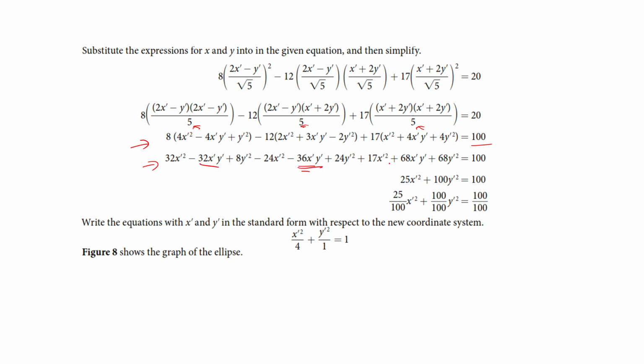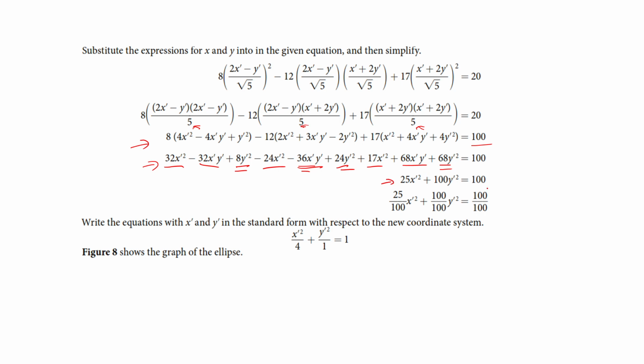Oh, I shouldn't do it like that. These are like terms. So if you put those together, you're going to see what we expected: the rotation term should now fall out. That's why we were doing this. We're going to match up all our x prime squared terms. We're going to match up all our y prime squared terms, and we get down to this equation.